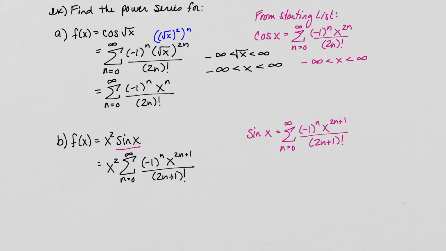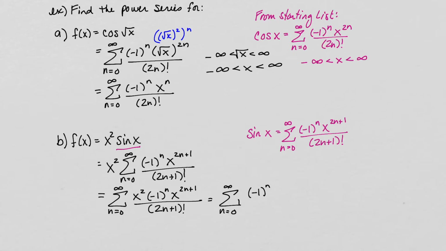And then the thing is, I can take that x squared is being multiplied. So it's multiplied times each of the pieces of that sum. So I can take the x squared and pull it inside the summation. So it's going to be the summation n equals 0 to infinity, x squared times negative 1 to the n, x to the 2n plus 1 over 2n plus 1 factorial, or the summation n equals 0 to infinity, negative 1 to the n. I can put the x's together, so I'd have 2n plus 3 of them, all over 2n plus 1 factorial.